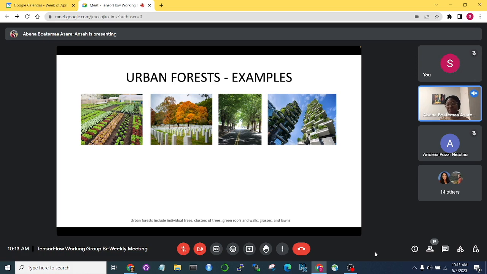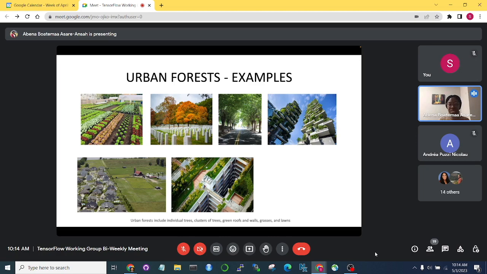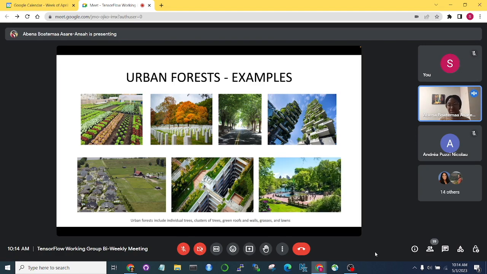We also have vertical forests or green walls, which was initiated by Stefano Boeri in Milan. So you could check out more of that. We also have urban agriculture. So like planting, eating what you plant. And then we also have green roofs. So like there's space on the rooftops and people can also have some green infrastructure there. And then lastly, we have the urban parks. So these are some of the categories of urban forests.